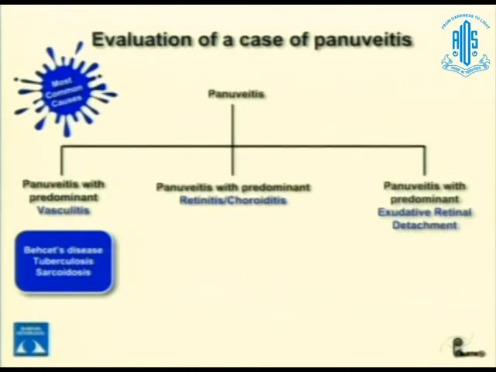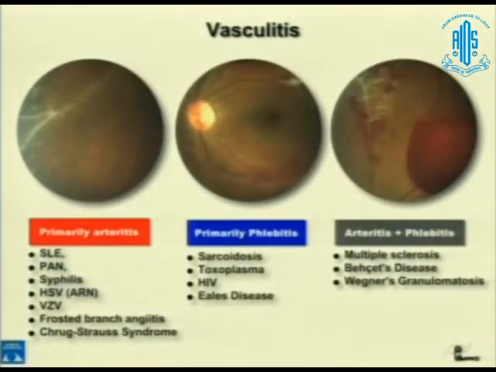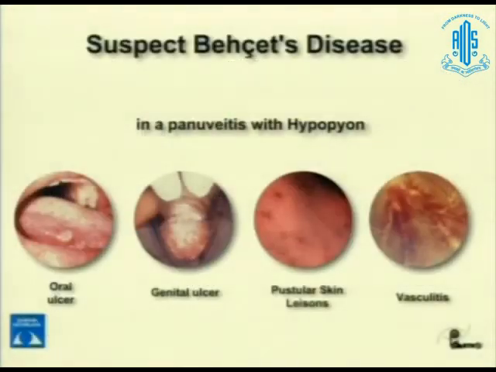Now, these vasculitis cases can be again differentiated by the involvement of the vessels. Primary arteritis is seen mainly in collagen vascular diseases like SLE, PAN, then sometimes in viral diseases like acute retinal necrosis. Veins are involved in cases, most common example, sarcoidosis. Sometimes both vessels can be involved in Behçet disease, multiple sclerosis. So, in case of pan-uveitis with hypopyon and with predominant vasculitis, one should suspect Behçet disease also.